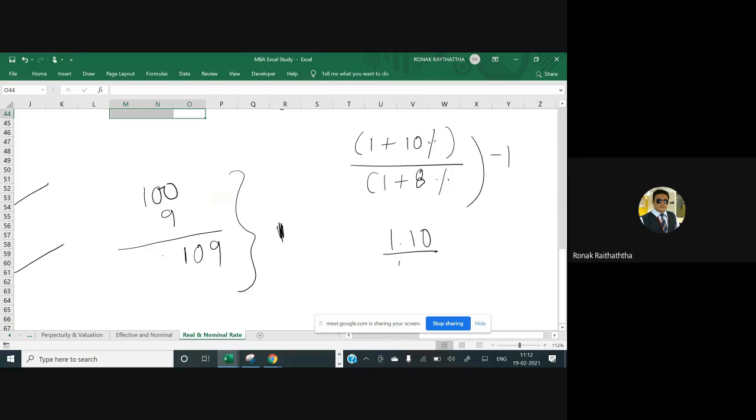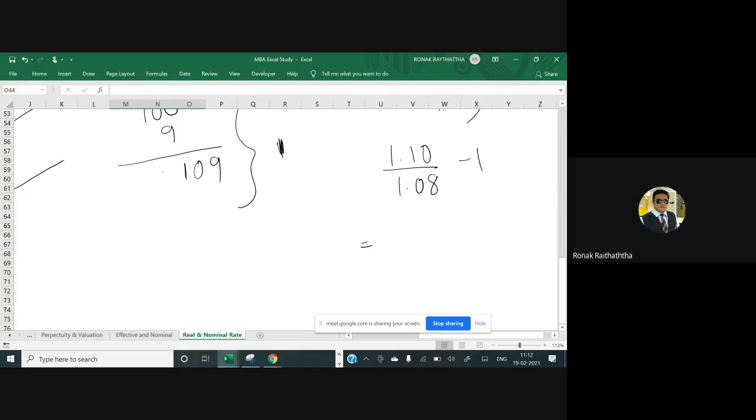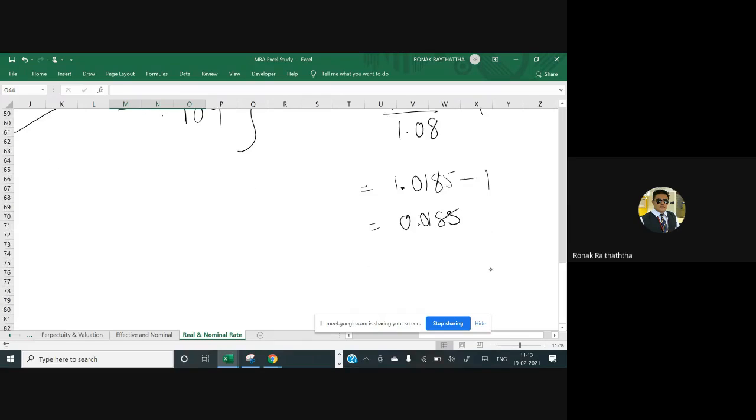What do you get? Can someone tell me? 1.018. Okay, and minus 1. So effectively that's 0.0185. Good. So 0.0185, if you convert that into percentage, that comes to 1.85%.